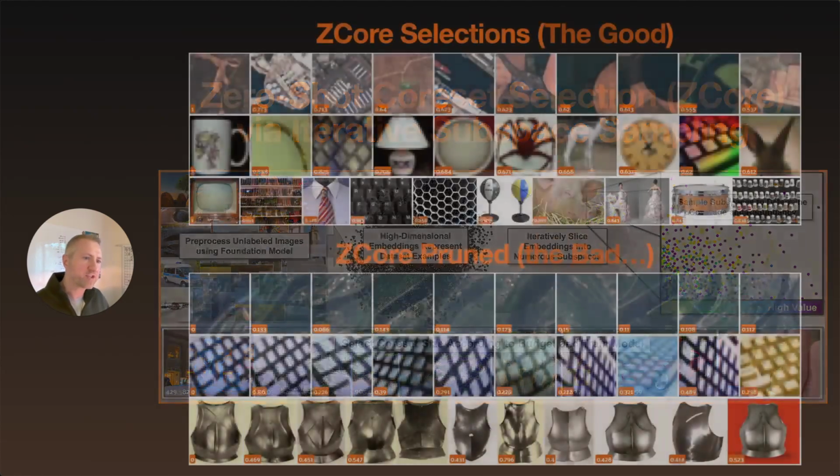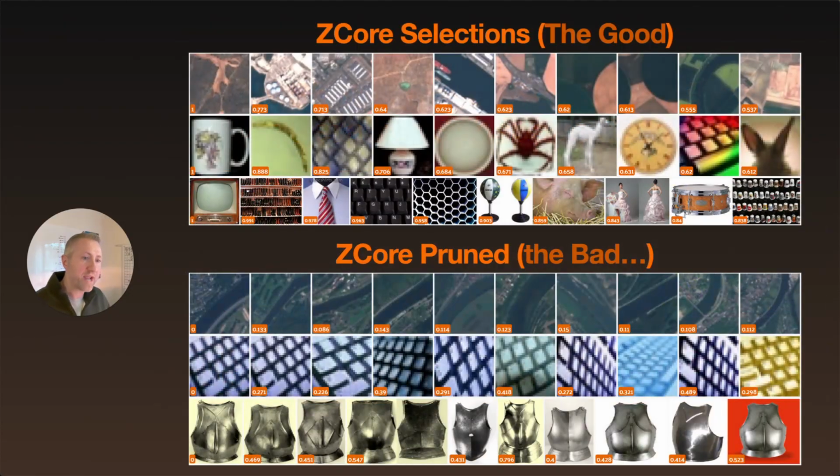Let's look at what ZCore actually selects. On top, we have the good. These are the high-value images selected for the Coreset. Notice the incredible diversity. We have aerial shots, everyday objects, and distinct textures. ZCore identifies these as critical for capturing the full data distribution. Conversely, on the bottom, we have the bad. These are images ZCore correctly identified as redundant and then pruned. Look at the array of the repeating aerial patterns. They offer almost no new information to a training model. By removing these bad examples, we dramatically reduce training costs without sacrificing accuracy.